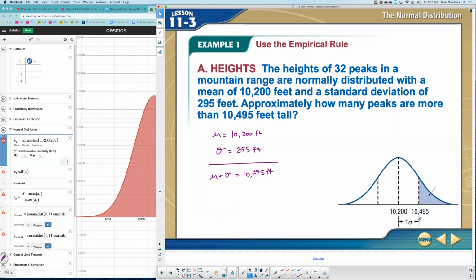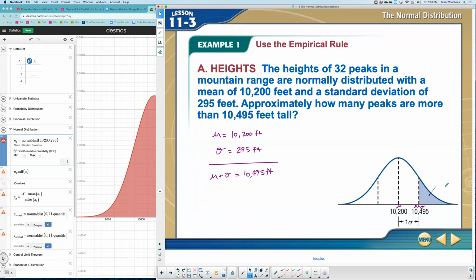So that's why on this graph, this is right here, the mean. That's the mean. This is one standard deviation. This point right there is the mean plus one standard deviation. The x values I'm talking about here. So it would be better if I labeled it here.